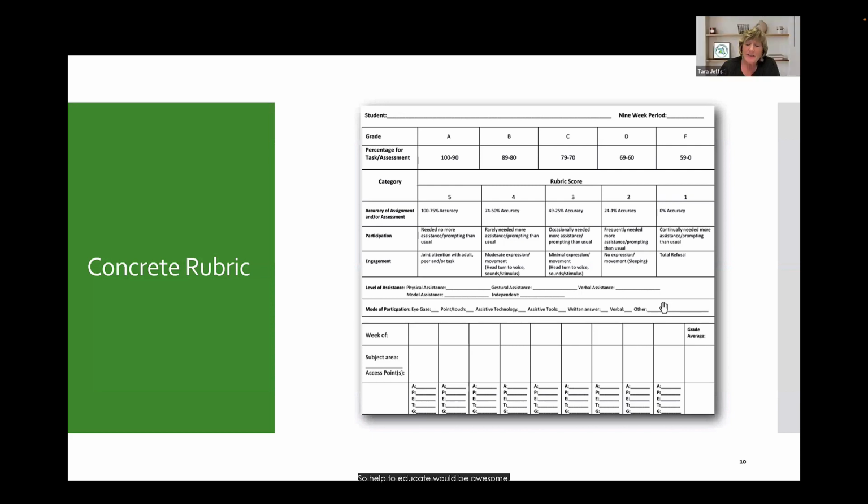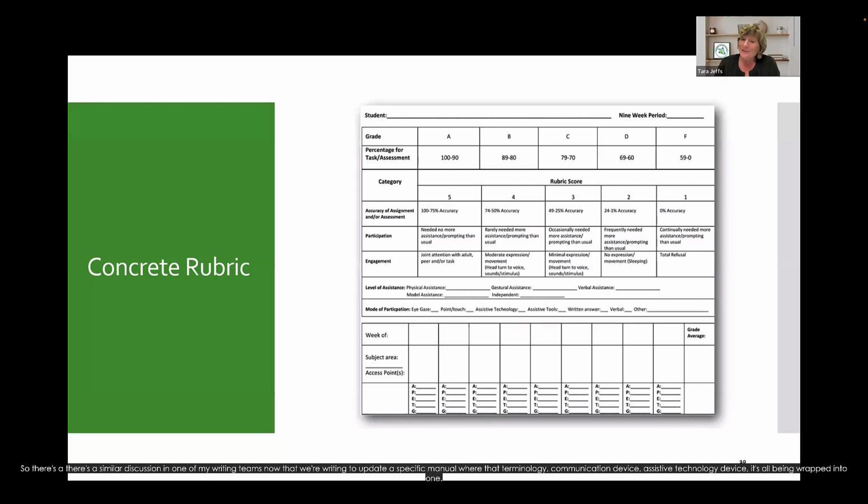So Jeff, in this particular case, you have assistive tools and assistive technology. Would manipulatives be the assistive tools? What's an example of a tool that's assistive? See, now you guys are getting me in trouble.